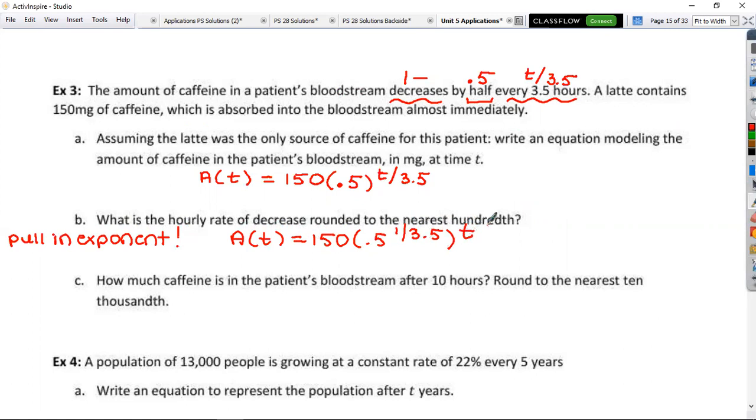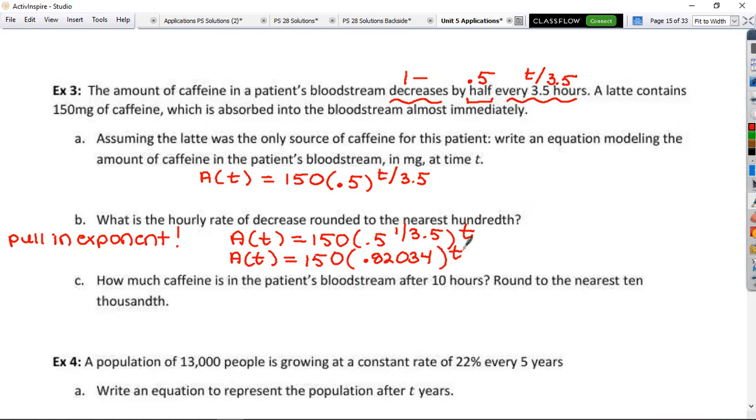All right, and then that's just calculator work again. What do we get from that part? Trying to speed it up for you. 0.2034. Yes, thank you. And then this is A of t equals, because we want equations, 150 times that.